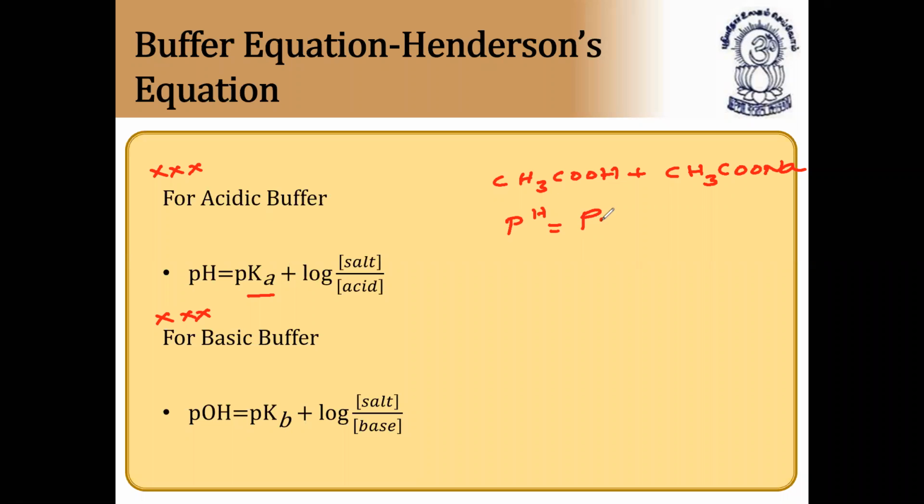That is pKa of acetic acid, because it is acid, plus log of concentration of salt. What is the salt here? CH3COONa, by concentration of acid, that is acetic acid, that is CH3COOH.